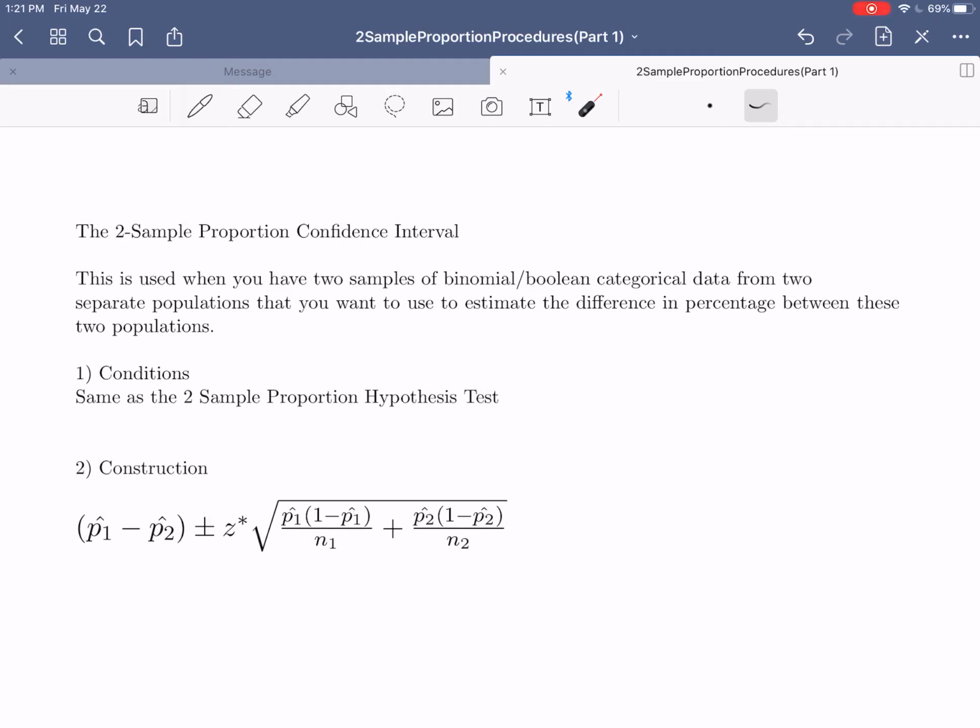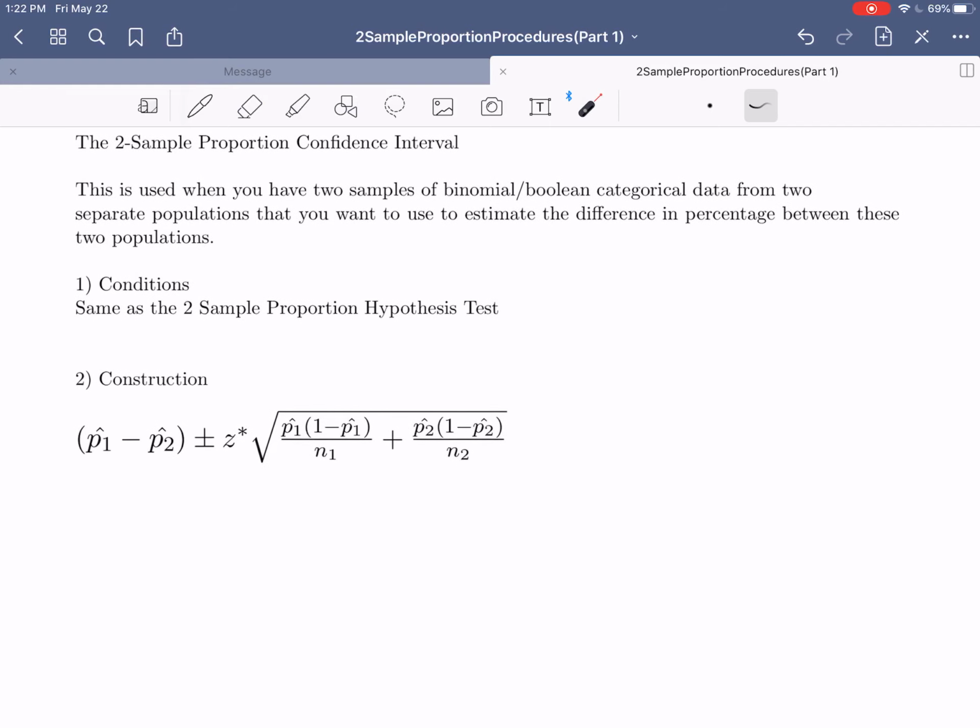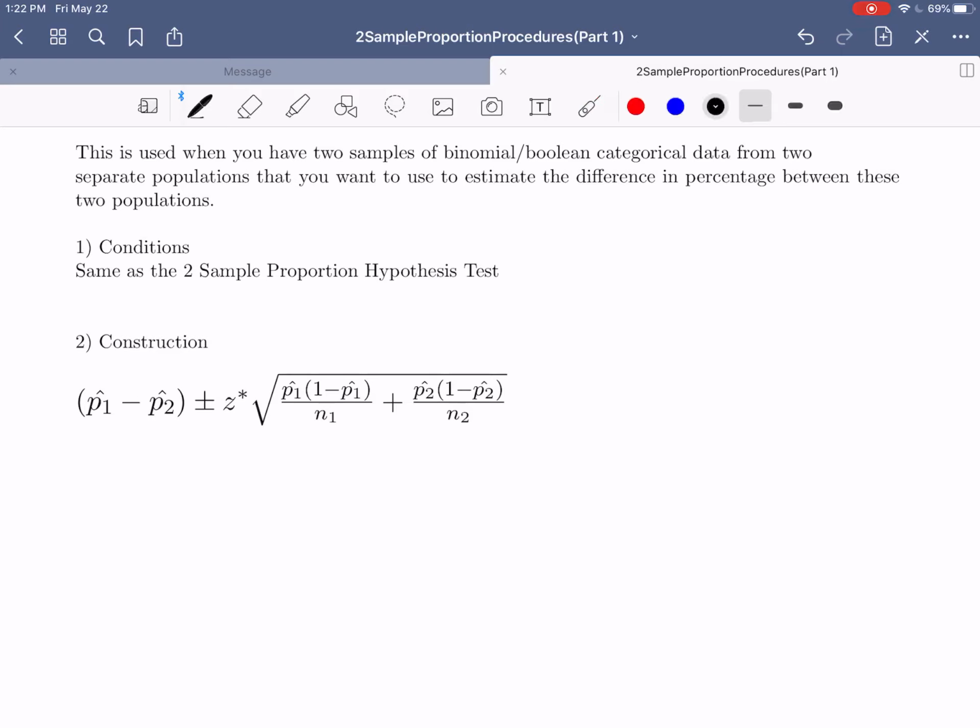Now, the nice thing is that unlike the one-sample proportion confidence interval, where it had that different condition 3, the two-sample proportion confidence interval has the same conditions as its corresponding hypothesis test. So if you've already done the hypothesis test, the conditions are going to match exactly. In terms of the construction, again, this is one of the messier formulas, so let's talk about the pieces. The point estimate is going to be P1 hat minus P2 hat. So we take the difference of the sample proportions.